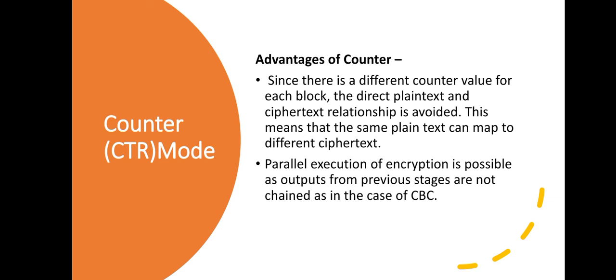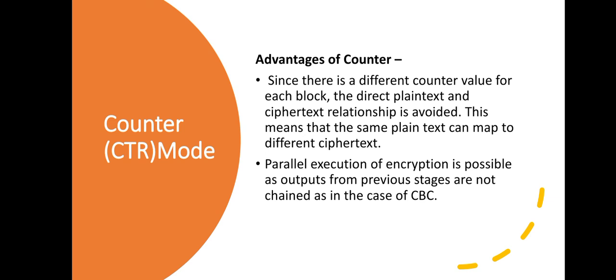Advantage of counter mode: there is a different counter value for each block. Every block's counter value is different. This is a very important thing. The direct plain text and ciphertext relationship is avoided. Here there is no direct relationship between the plain text and the ciphertext, as there is in the electronic codebook mode. This means that the same plain text can map to different ciphertext. In electronic codebook mode, there is a direct one-to-one correspondence between the plain text and ciphertext, but here it's not, because of the randomness or different values of the counters.